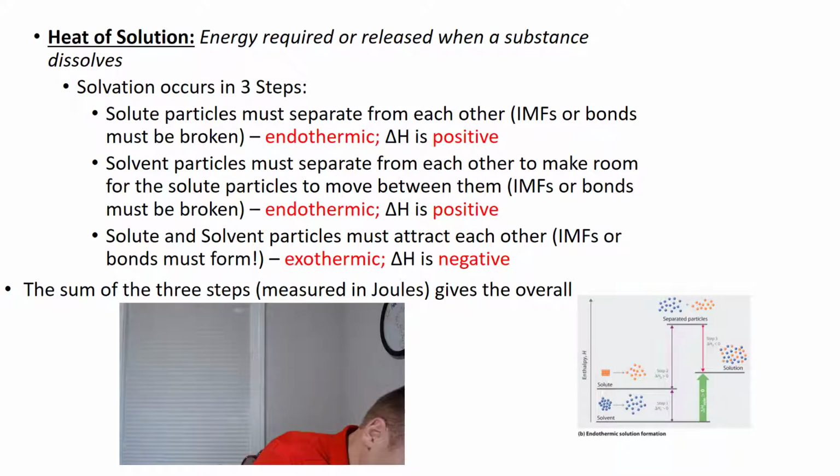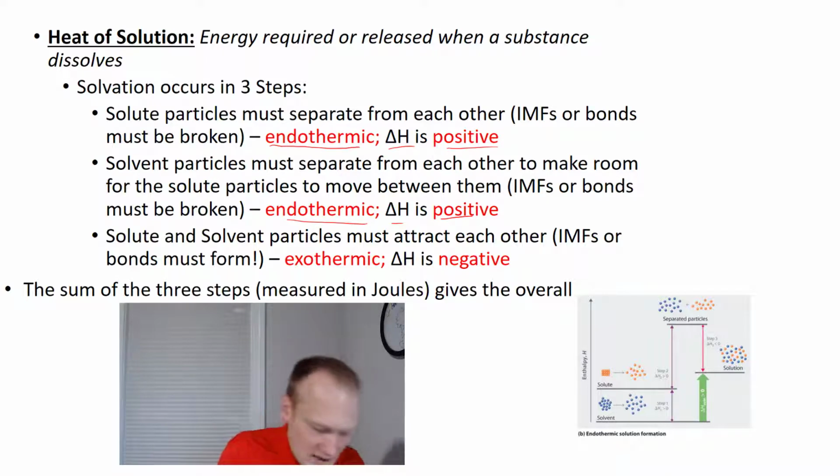You can notice that the first 2 steps here are endothermic, meaning it's going to take energy to get the solute and solvent particles to separate. This is going to give us a positive ΔH value. And then finally, when the solute and solvent particles attract to each other, this is actually going to release energy, and therefore the ΔH is going to be negative.